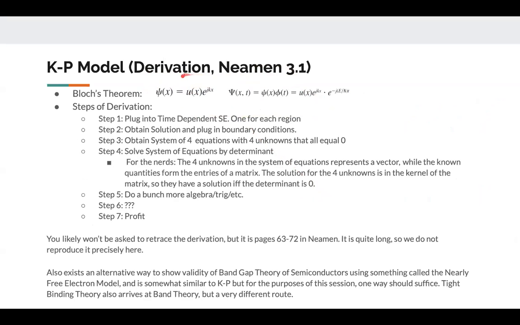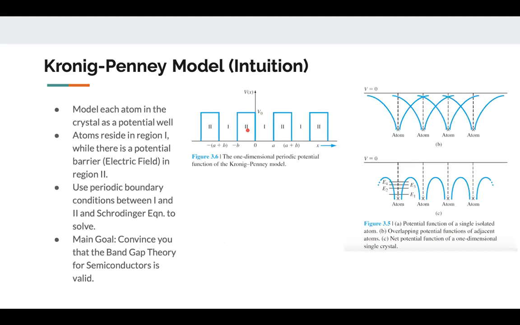You go through Bloch's theorem, which states that every wave function is of the form some function u of x times e to the j kx. Then you plug this into the time-dependent Schrodinger equation once for each region. Wait, actually, I lied. The electron can exist in region 2, otherwise you don't get the solution here. I was wrong before, because the electron can exist in region 2 because of bonding, and the electric potential isn't going to be infinite.